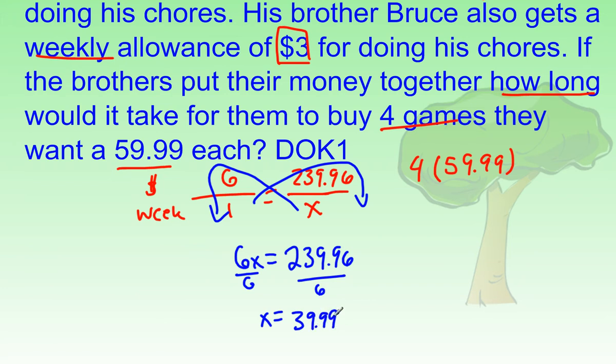39.99 weeks. What do you think about it? I mean, your parents don't pay you a little bit early each week, so they're going to have to wait the full 40 weeks before they have enough money. At 39 weeks, they don't have enough. At 40 weeks, they do. So they're going to have to wait 40 weeks, or they could buy a game here and there, but it's going to take them 40 weeks to afford all 4 games they want at the almost $60 a piece. There we go.